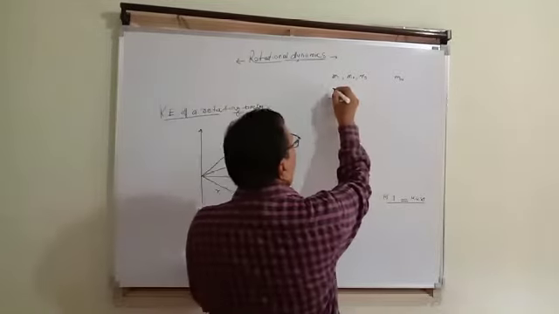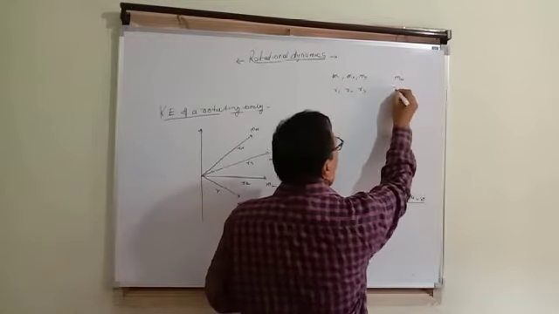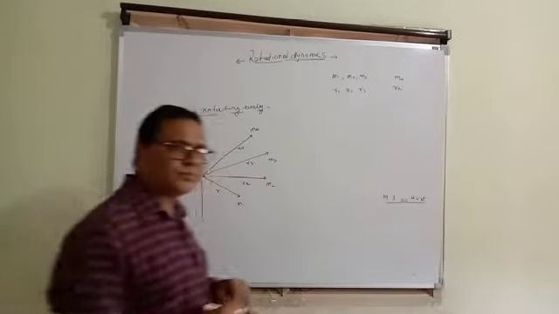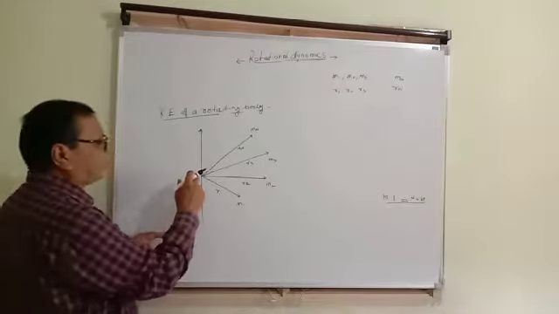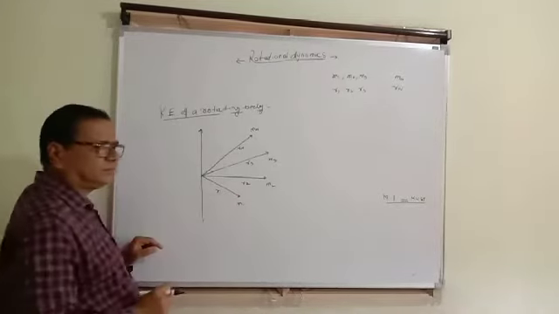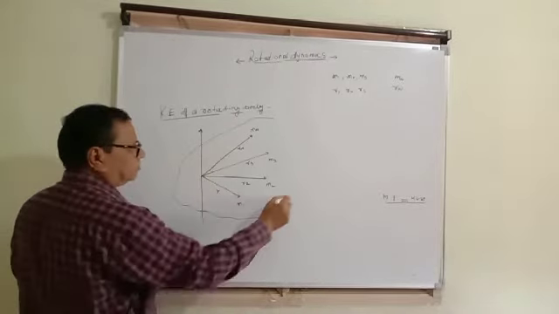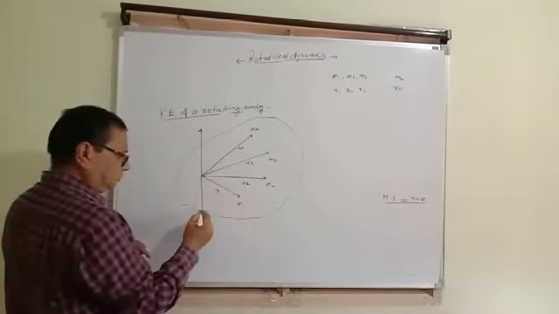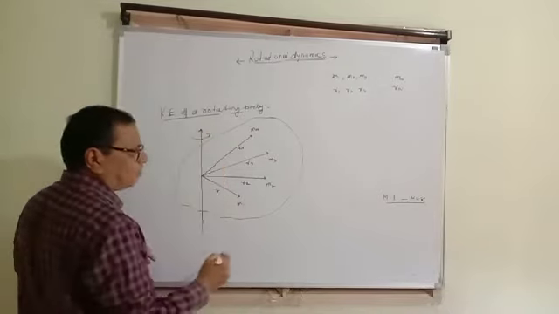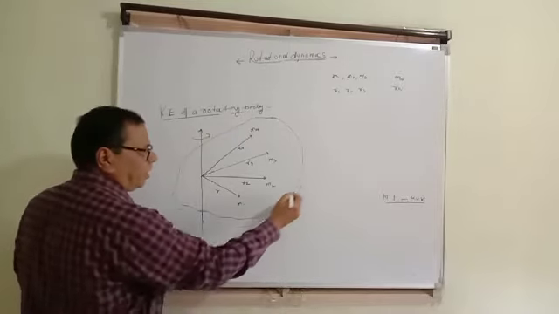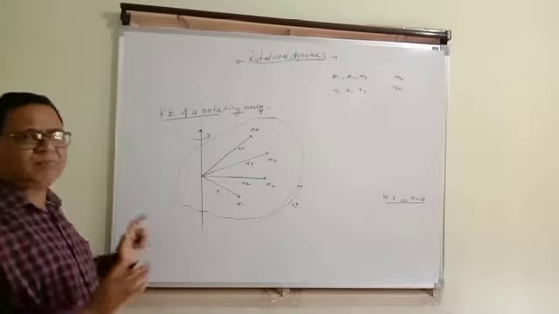Let r1, r2, r3, dash, rn be the perpendicular distances between the axis of rotation and the positions of the particles. So let us complete the rigid body. It is rotating, say, in this direction, with omega. The diagram and description are over.